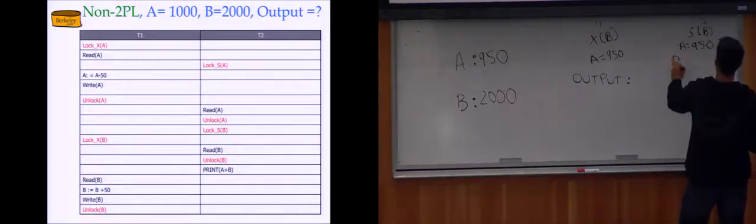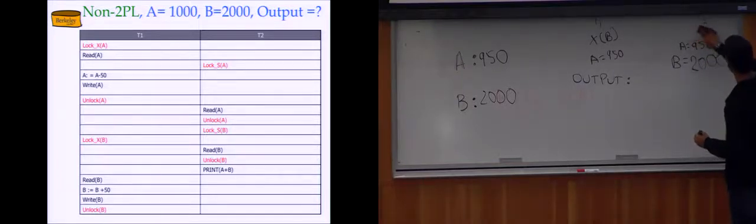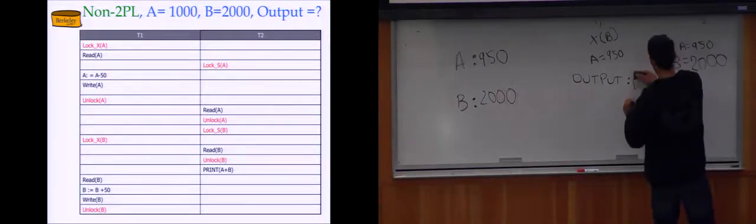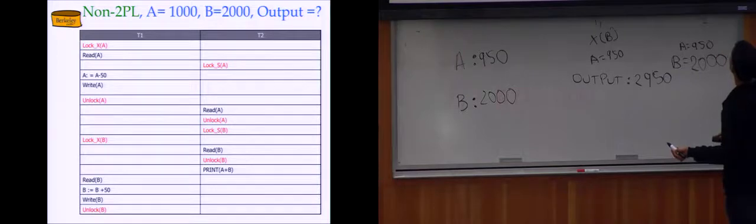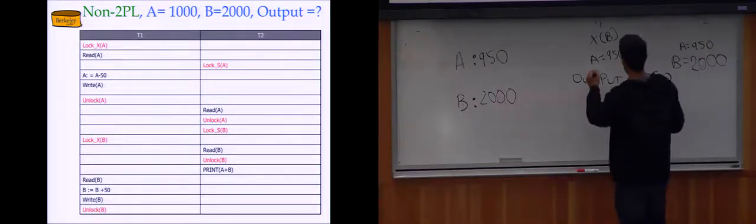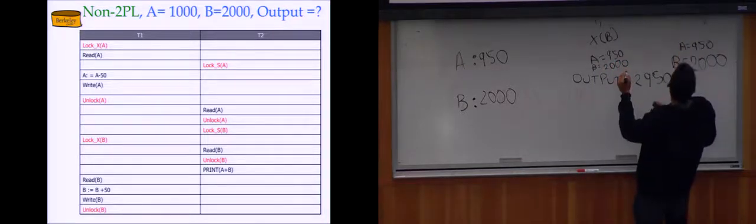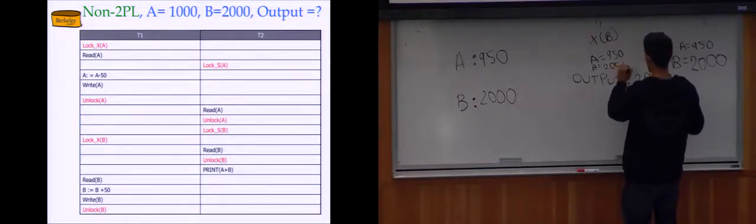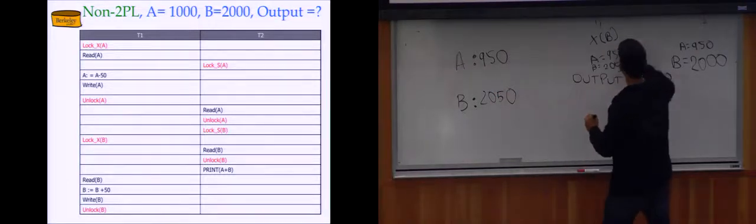Now T2 reads B, and it believes that B is what? 2,000. And then it unlocks B, and then it prints A plus B, and that's what goes in the output. Okay, 2,950. Okay, now T1 reads B from the database. It increments it by 50 and writes it back. 2,050, and it writes it back to the database. And it unlocks B, and we're done.